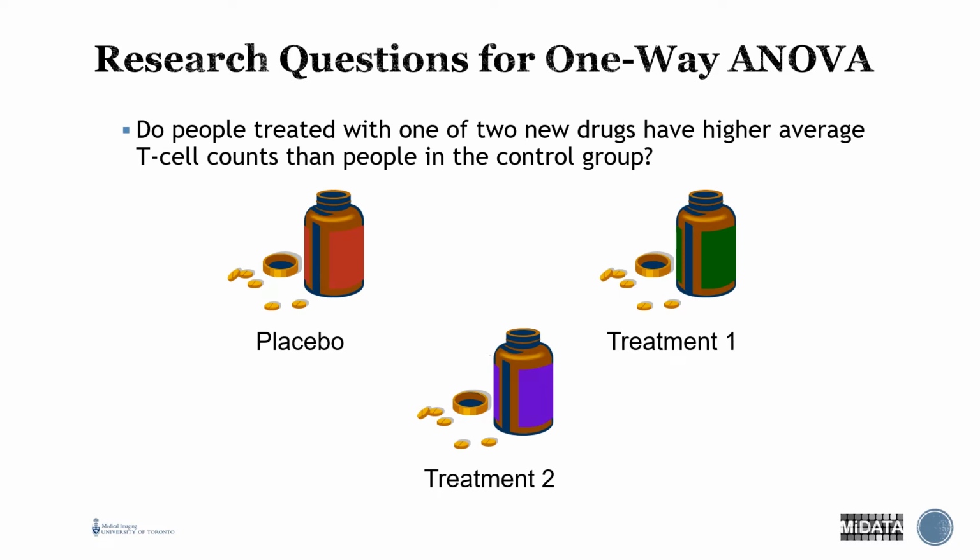Now, what if the question was, do people treated with one of 2 new drugs have higher average T-cell counts than people in the control group? In this case, our group variable has 3 levels. So as we've seen before, in this case, we need to perform an ANOVA. And if you remember, we were using proc GLM.